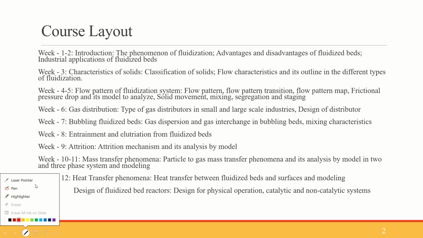As we have been seeing every week, this is a 12 weeks course and we are now in week 10. What we have seen is the introduction to fluidization, what fluidization is, what the advantages and disadvantages of fluidized beds are, and what the industrial applications of fluidized beds are.